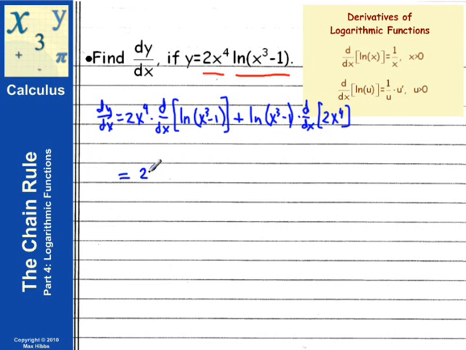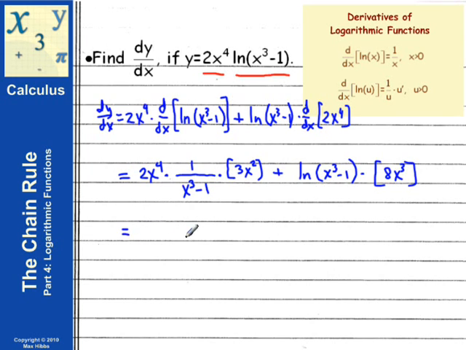Here we have 2x to the fourth. The derivative of the log function is 1 over the argument, so it's 1 over x cubed minus 1, times the derivative of the argument, c times u prime. So the derivative of x cubed minus 1, of course, is 3x squared. Then plus, here we have the natural log of x cubed minus 1 times the derivative of 2x to the fourth, which we recognize as 8x cubed.